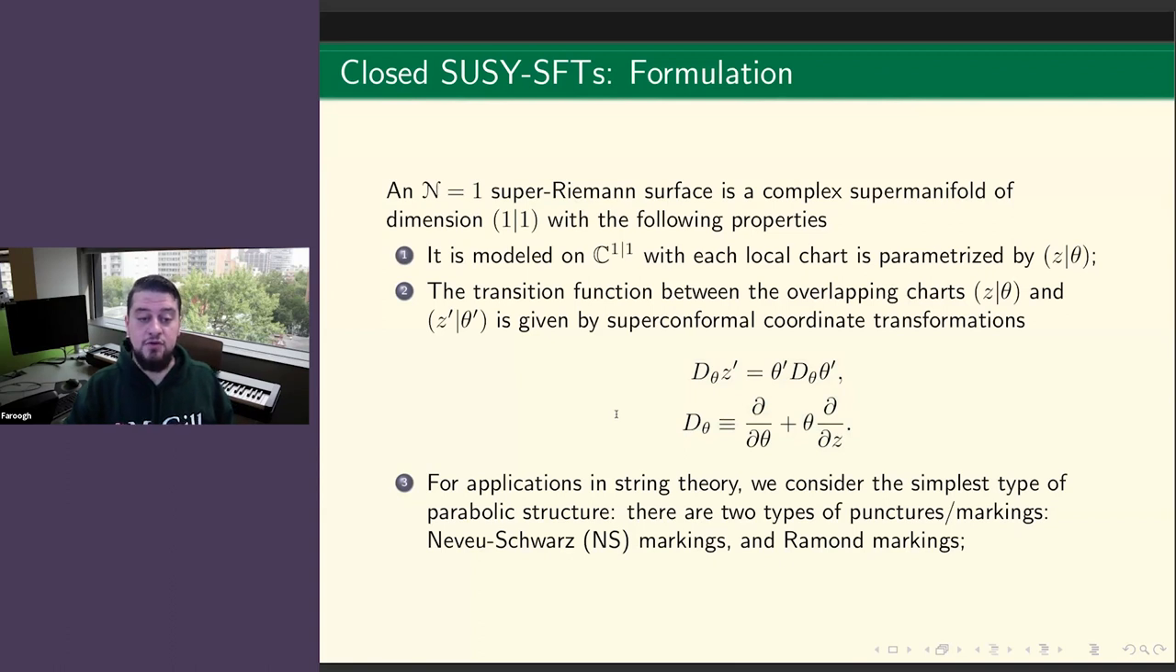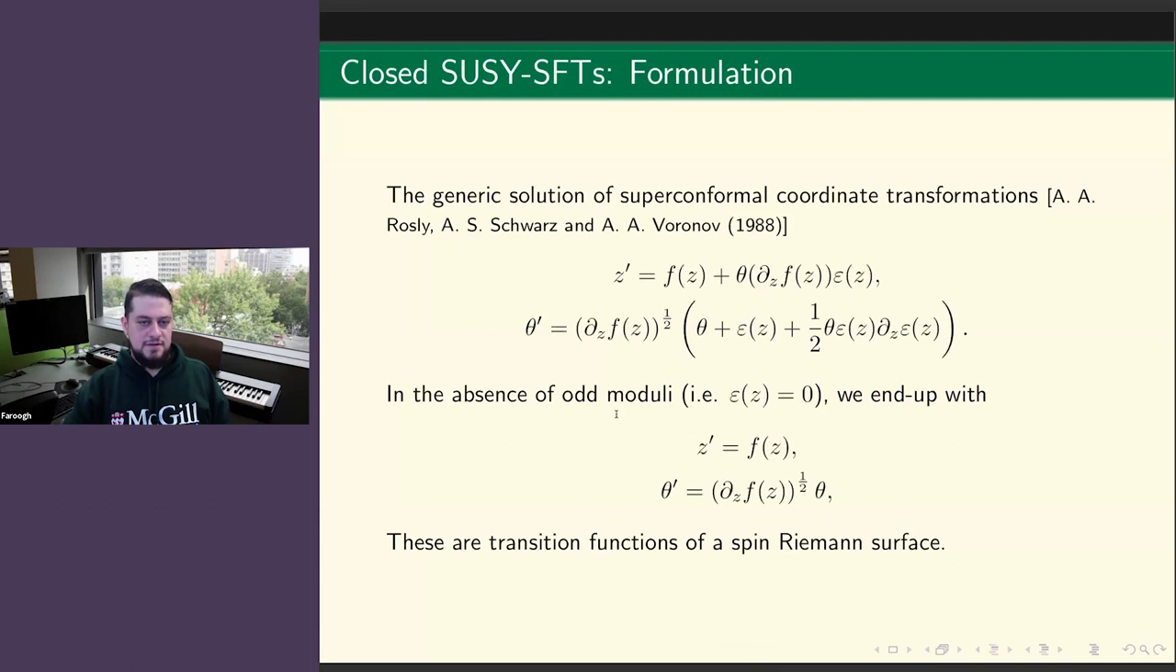For application in string theory, we only need to consider the simplest type of singularity or parabolic structure. That means we consider only two types of punctures, called the Neveu-Schwarz puncture and the Ramond puncture. I think Yehao gives more details about what they are. The generic solution of the superconformal coordinate transformation is of this form, where f is an even function and epsilon is an odd function. In the absence of the odd moduli, epsilon is basically zero, and we end up with the transition function of a spin Riemann surface, and the second one is the transition function of the fiber of a spinor bundle. The choice of spin structure comes from the choice of the sign of this square root.